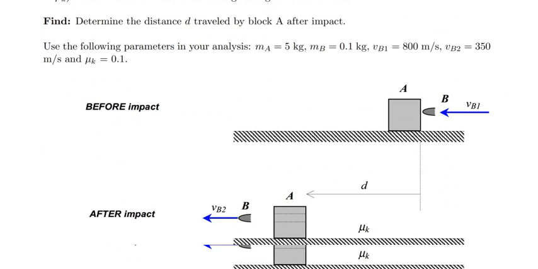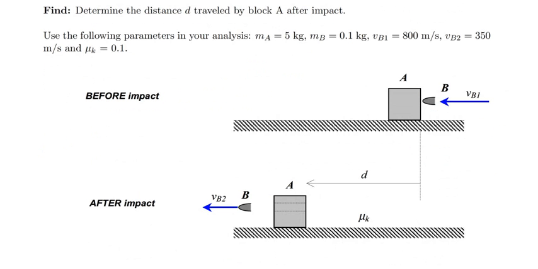To help us out here, I'm going to define three distinct instances in time, which define two events. I'm going to define a state 1 immediately prior to impact, a state 2 immediately after impact, and a state 3 after the block has moved a given distance.